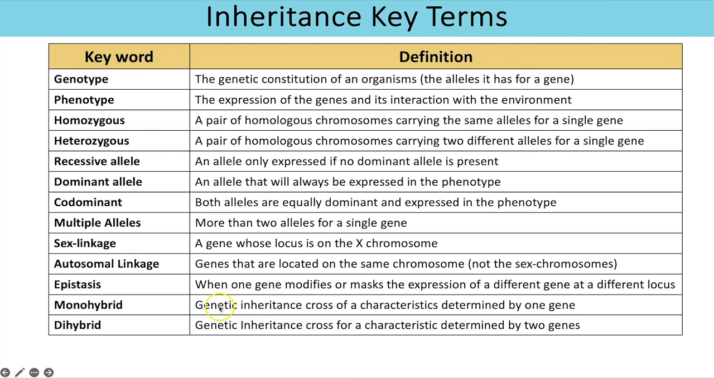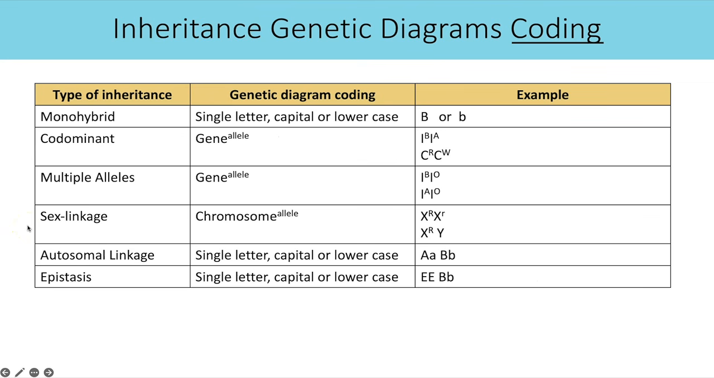but not a sex chromosome. Epistasis is when one gene modifies or masks the expression of another gene. Monohybrid inheritance is when we look at the inheritance of one particular gene, and dihybrid inheritance is when we look at genetic crosses for 2 particular genes. So these would be good to turn into flashcards to test yourself and to learn.